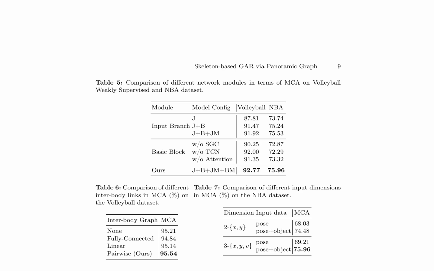comprehensive assessment of different network modules on the volleyball and NBA datasets. Table 5 reveals that the proposed J plus B plus JM plus BM module outperforms other configurations, achieving a mean class accuracy (MCA) of 92.77% on volleyball and 75.96% on NBA. A further investigation into the impact of interbody links on MCA, as shown in Table 6, demonstrates that the pairwise interbody link approach, denoted as ARS, achieves the highest MCA of 95.54% on the volleyball dataset, surpassing fully connected and linear interbody links. This highlights the significance of carefully designing interbody links for robust human action recognition.